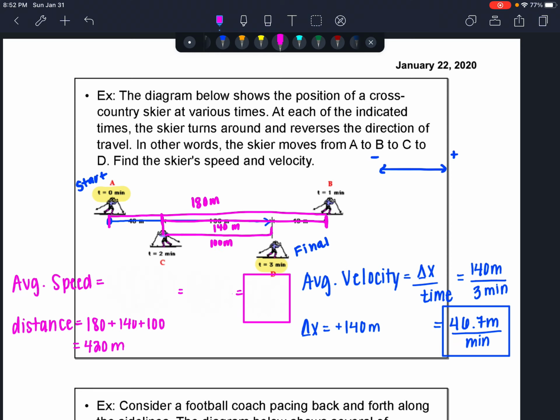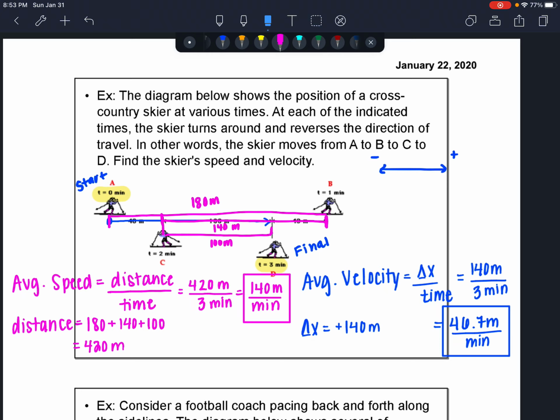meters. So by adding all 3 of those lengths up to get my total path length, I end up getting a total distance traveled of 420 meters that I can plug into my equation for average speed, distance divided by time. So the skier went 420 meters, and they did this in 3 minutes total. So when I simplify this, I end up getting an average speed of 140 meters per minute.